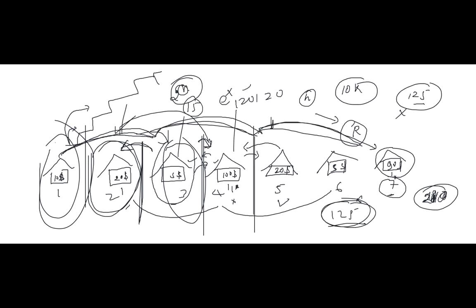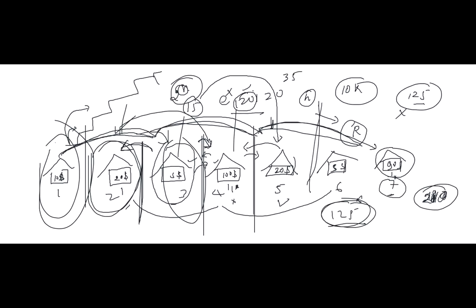So if we are still picking this one, it will be 20 plus 15, so it will be 35. But if we are not picking this, we already have 120, which is the greatest value, so we will pick 120, right? So till here we know that 120 is the maximum value.